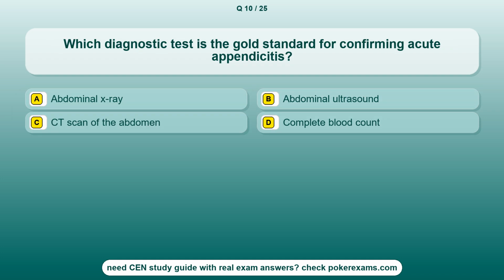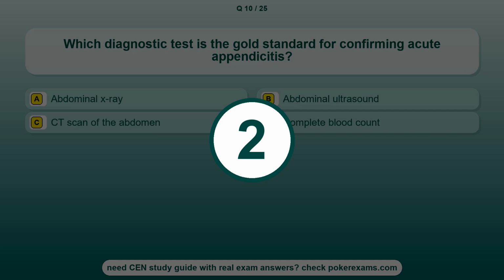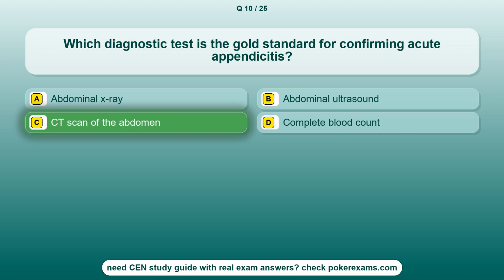Question 10. Which diagnostic test is the gold standard for confirming acute appendicitis? Option A, abdominal X-ray. Option B, abdominal ultrasound. Option C, CT scan of the abdomen. Option D, a complete blood count. The correct answer is option C, CT scan of the abdomen.